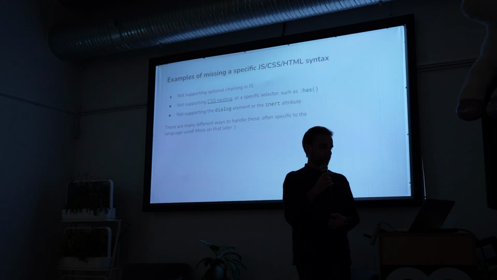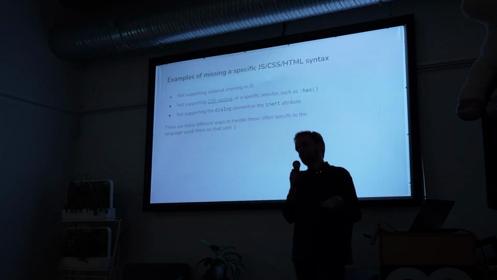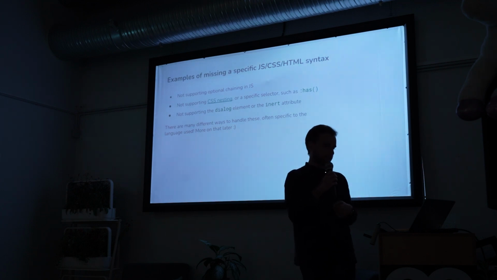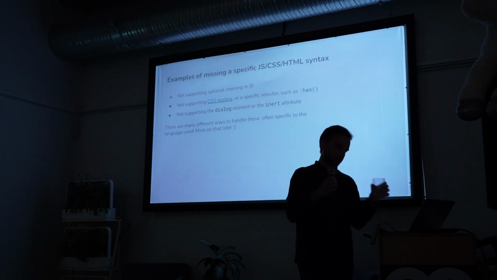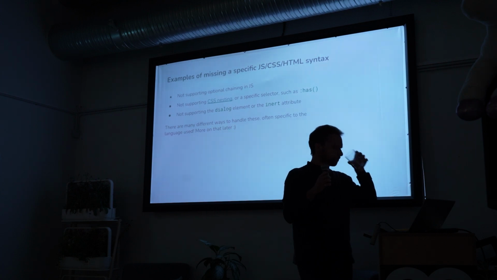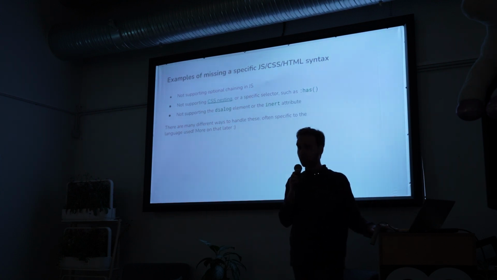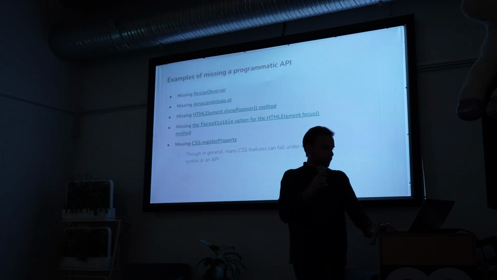Missing syntax. For example, not supporting optional chaining in JavaScript. It's missing the syntax, but it's not a bug. They have not implemented it yet. Something like not supporting CSS nesting or the :has relational selector. Again, probably not a bug. They have not implemented it yet. Similar with not supporting a dialog or some attribute. That's also fine. We're going to talk about how to work around these missing parts later.